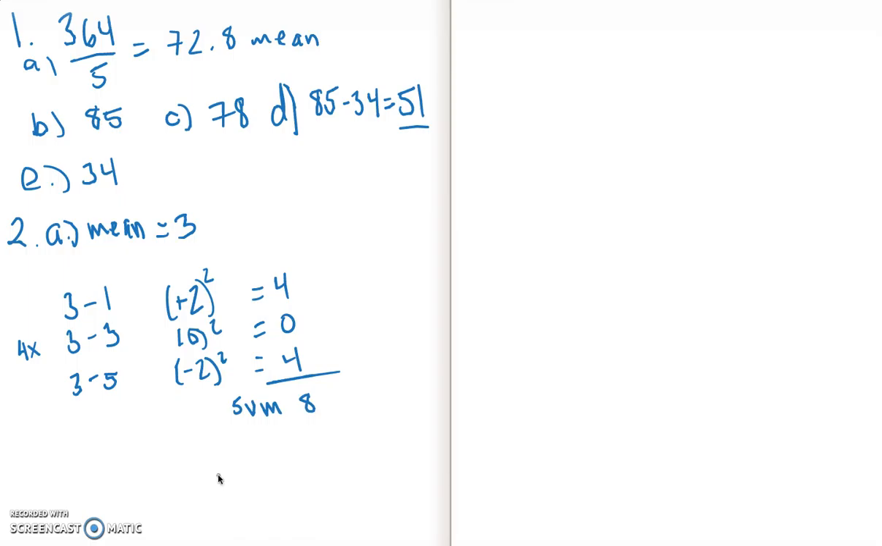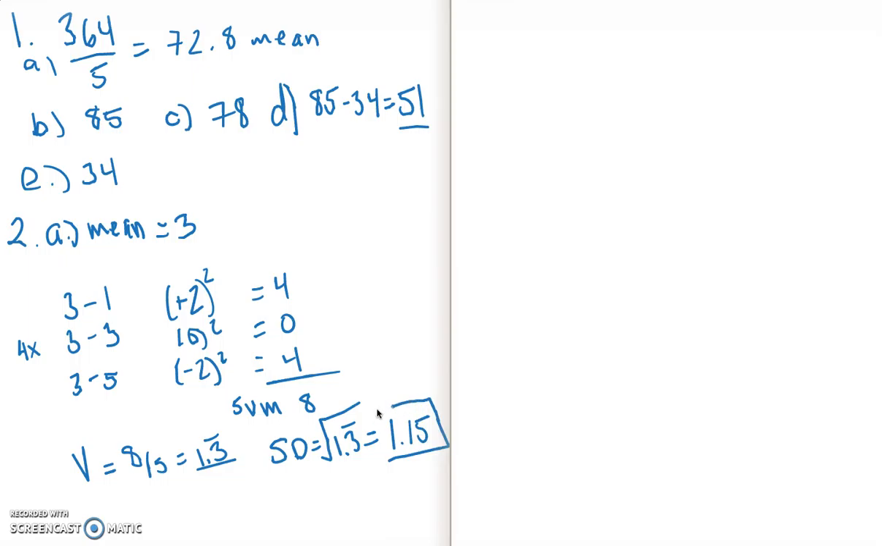Then it says the mean of the squared differences of the data. So that's the variance. The variance is going to equal 8 divided by 5, which gives you about 1.3 repeating. And then the standard deviation is just going to be the square root of 1.3 repeating. That would give you about 1.15. Again, I did all this in my calculator. I think we did this one in class together as well.